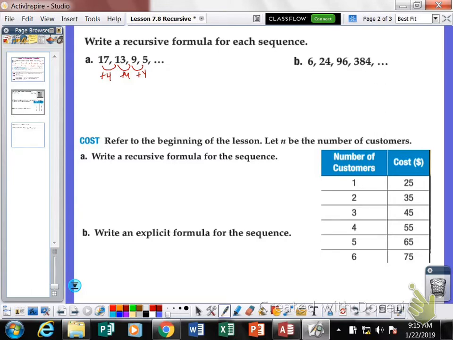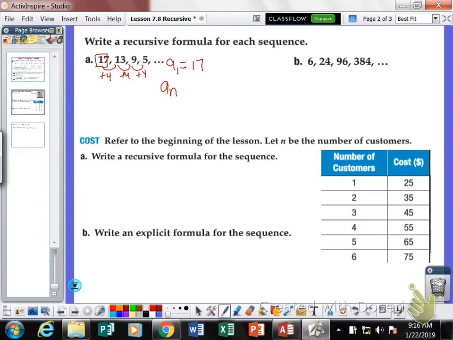So when I write my recursive formula, I write it as a sub 1. I need my first term. There are 3 things I will need for a recursive formula. I need the first term. The first term is given, 17. Then I need the formula that would give me all my other terms. So that's a sub n. A sub n just means for any term that I want to find.